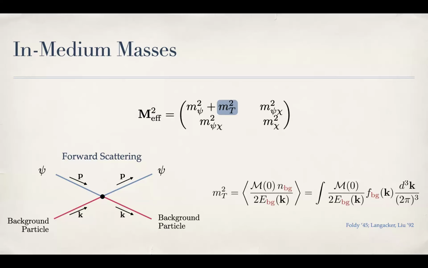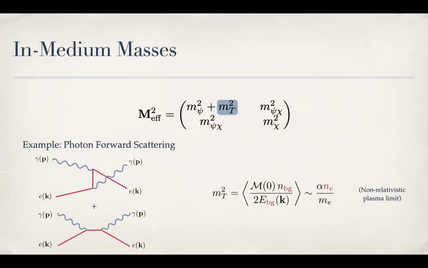Okay, so let me show you an example of how simple it is to use this formalism to calculate these thermal masses for whatever favorite model you have. Let's just look at photons. What is the thermal mass of photons coming from in a background plasma of, say, electrons? Well, the photon's thermal mass comes from forward scattering with background electrons.